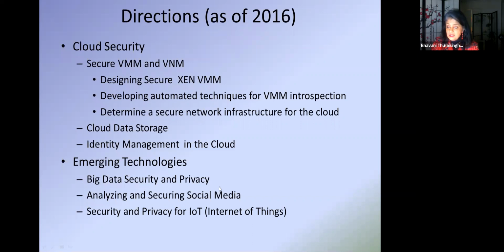So tomorrow's topic is big data, security, and privacy. That's going to be December 29th. Analyzing and securing social media is going to be December 30th. And security and privacy for Internet of Things. In particular, I'll talk about Internet of Transportation and some of the other things. This is an area that I'm still learning and doing research in. So I'll talk about it on the 31st.